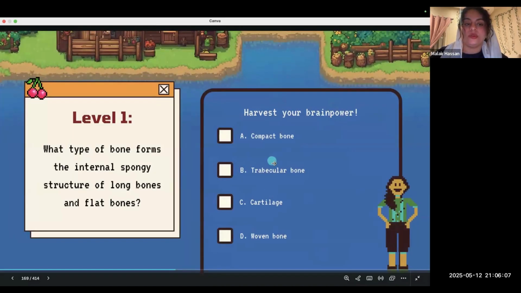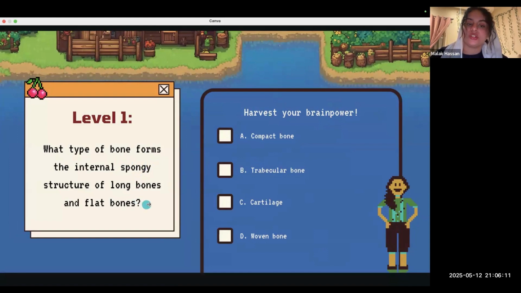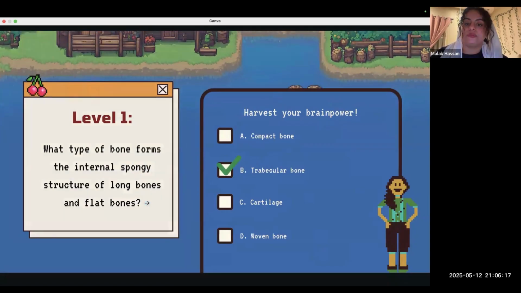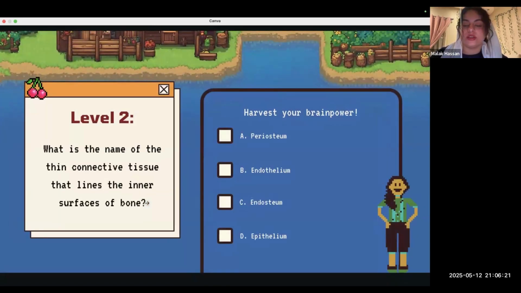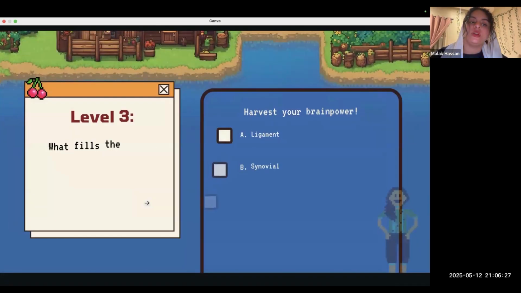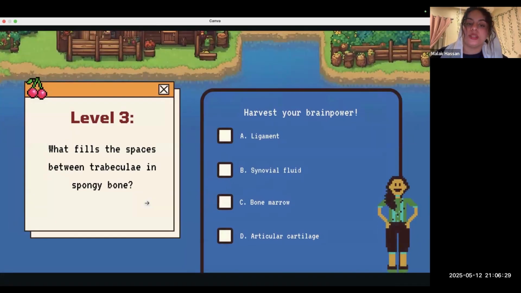And then for the bone, what type of bone forms the internal spongy structure of long bones and flat bones? Trabecular bone. What is the name of the thin connective tissue that lines the inner surfaces of bone? Endosteum. What fills the space between trabeculae in spongy bone? Bone marrow.